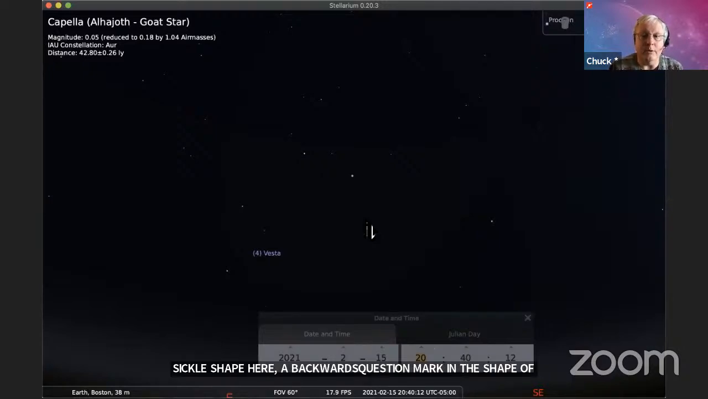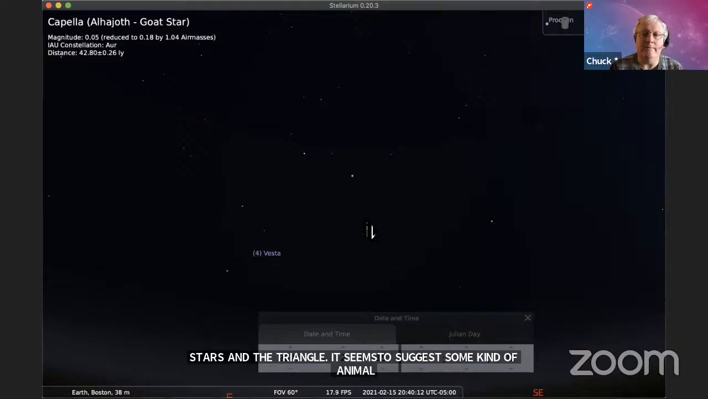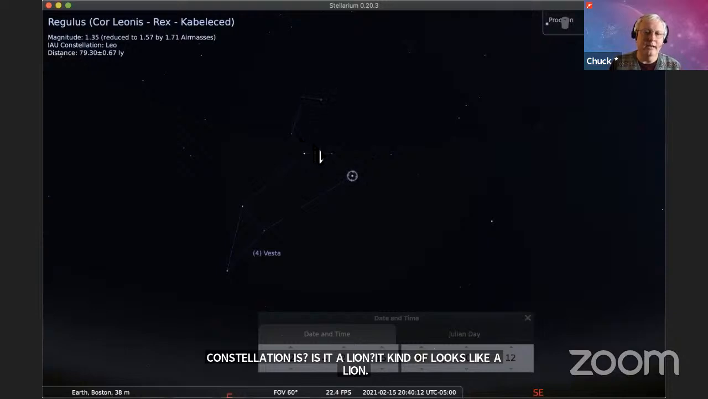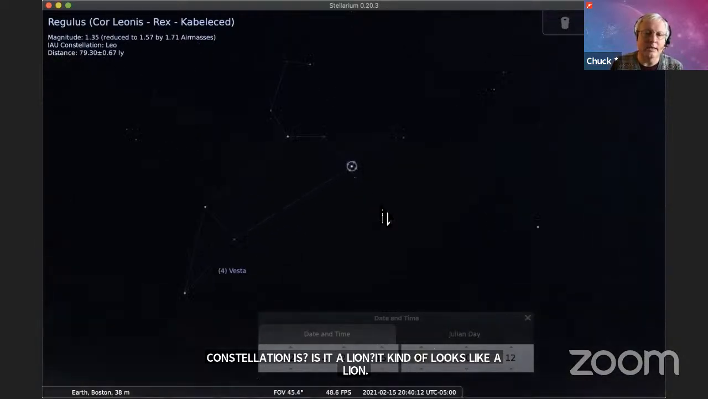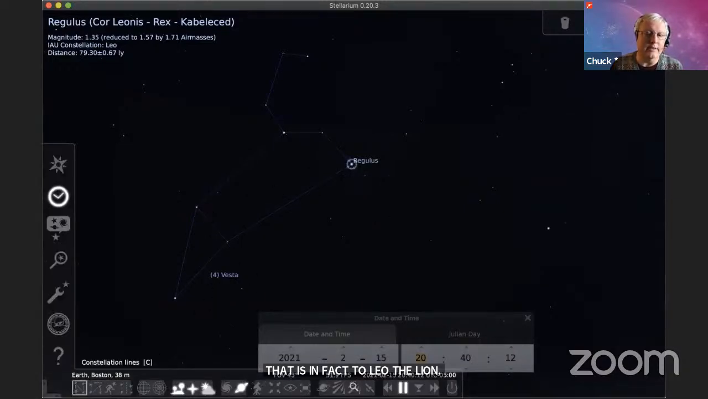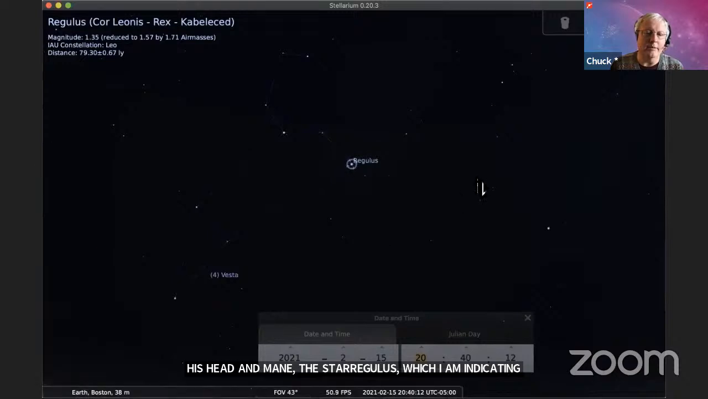Or maybe some of you even know what that constellation is. Kind of a symbol of spring. So put it in the chat if you know. Is it a lion? Kind of looks like a lion. In fact, it is a lion. And that is, in fact, Leo the lion. His head and mane, the star Regulus, which I am indicating right now, marks the heart or chest of the lion, and his hindquarters and tail. So if I take away those lines, you might be able to imagine that.